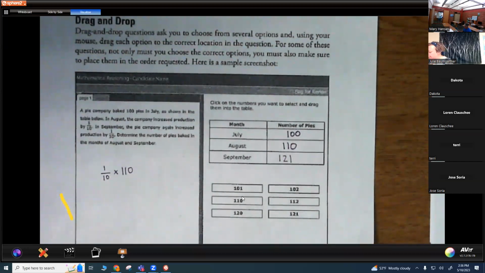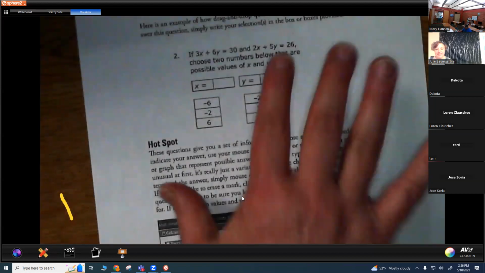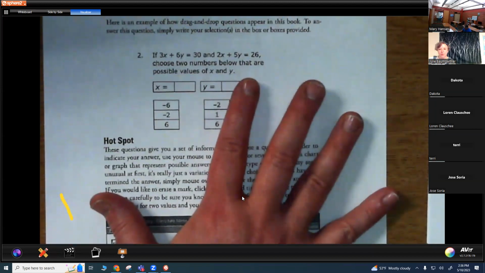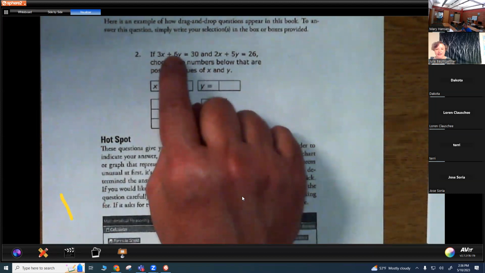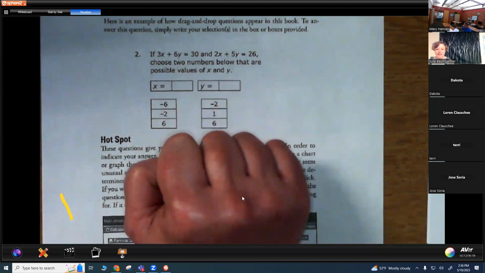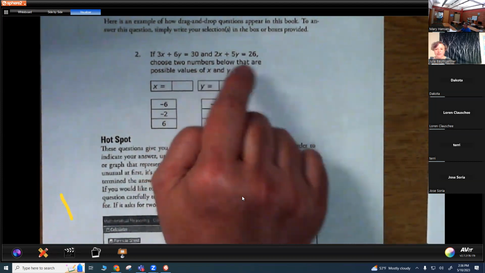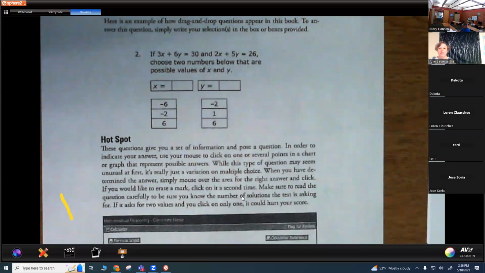Okay. Don't worry too much about these problems. They're mostly just examples. So go ahead and try this number 2 example. It tells us if 3x plus 6y equals 30 and 2x plus 5y equals 26, choose 2 number values below that are possible values for x and y. Does everyone understand what the question's asking? I'll let you try and work on it a little bit.